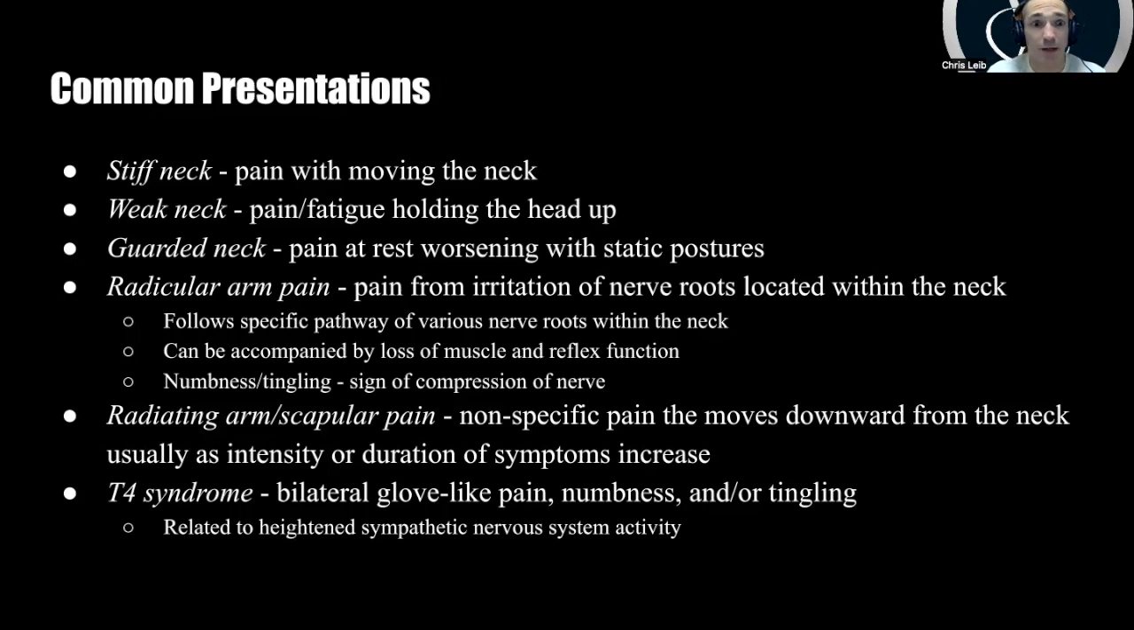Numbness and tingling will often be accompanied as well. That is more of a sign of compression in the moment, but it doesn't necessarily worsen over time. So every presentation is a little bit different there. There are people that can have numbness and tingling for their whole life, and it doesn't worsen. And oftentimes it doesn't have to limit your function that much, it just becomes uncomfortable.